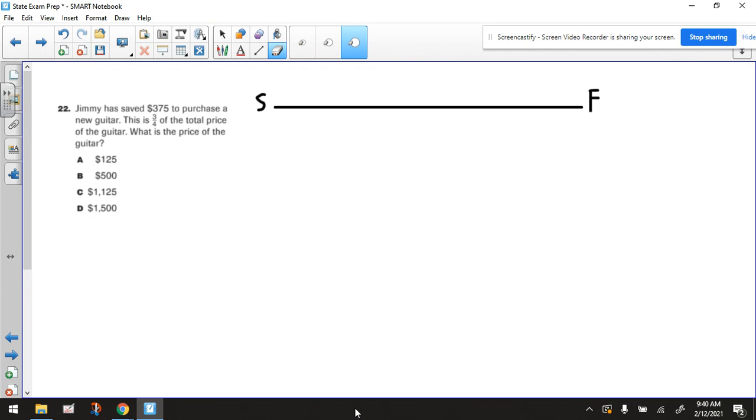It says, Jimmy has saved $375 to purchase a new guitar. This is 3/4 of the total price of the guitar. What is the price of the guitar?